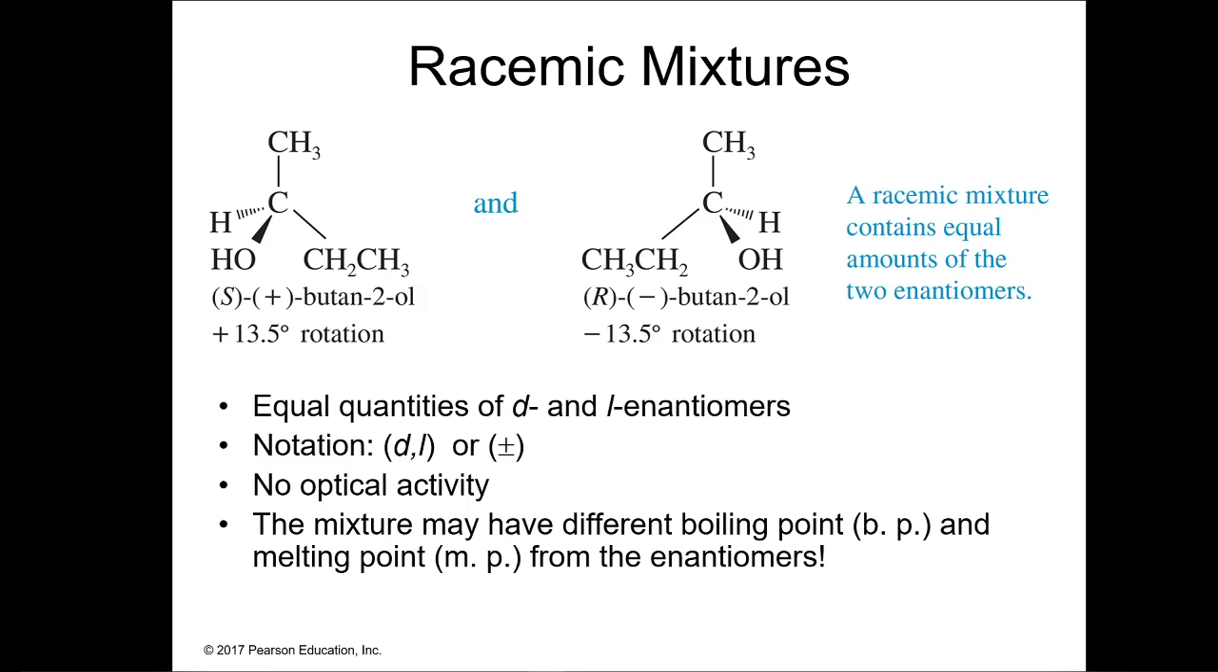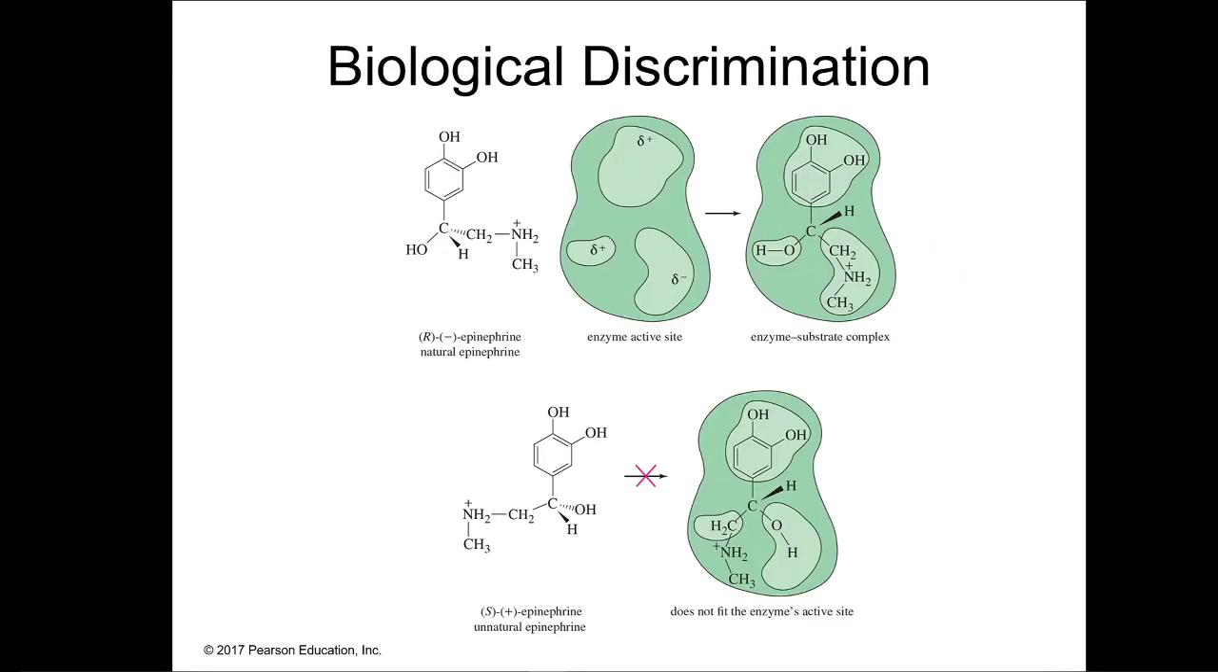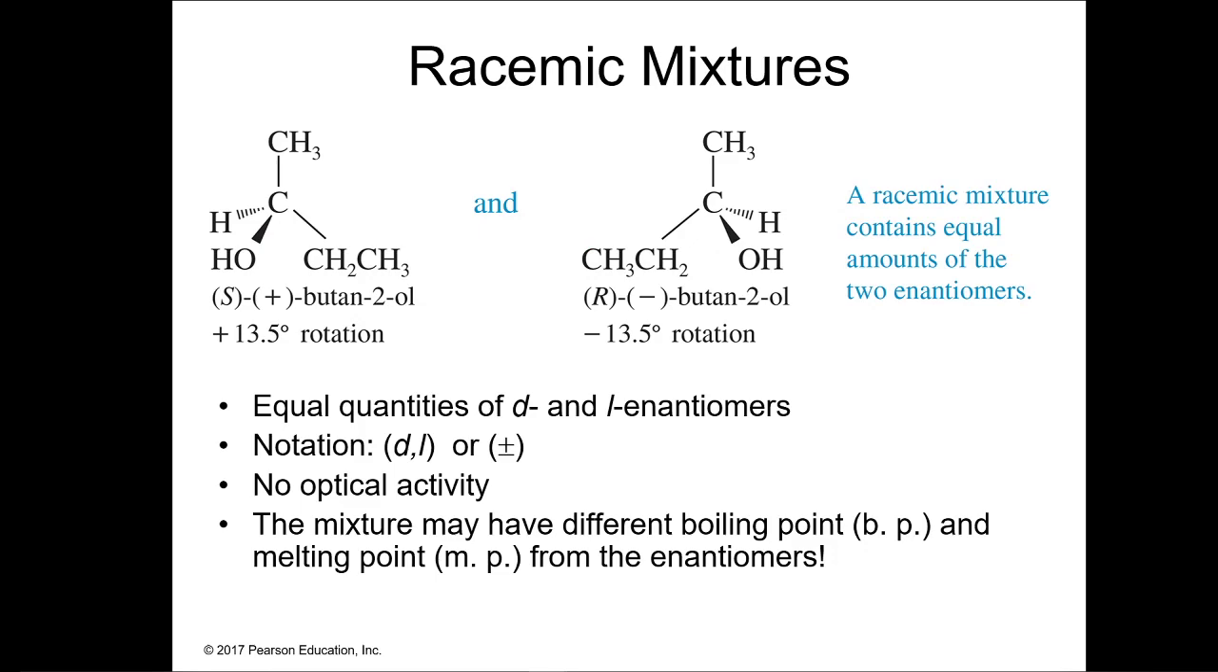Okay, so if you have equal quantities of, let's say, R and S, or D and L, or however you want to say it, here you see S plus butanol, R minus butanol. What that's telling you is that it's S, D butanol, R, L butanol, because that's how it rotates. But if you look at this, R, L epinephrine, S, D epinephrine. That's just showing you that the D and the L, the plus and the minus, are not related to R and S. The R and S is what we call absolute configuration.